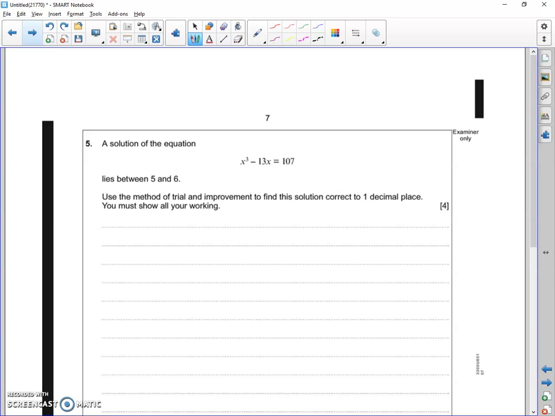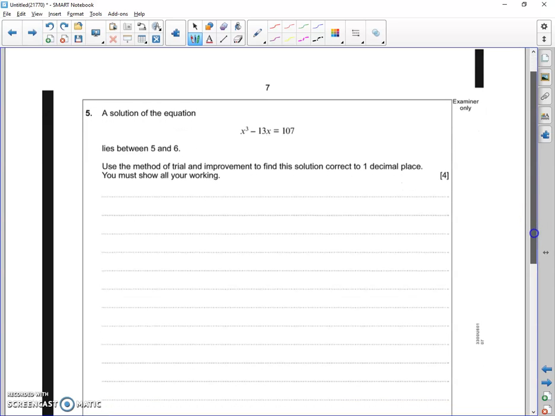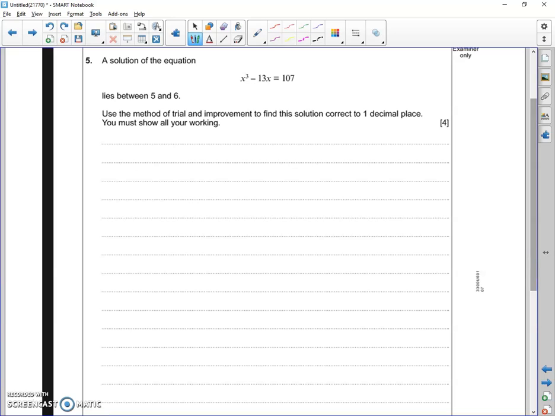Okay, number 5, trial improvement. If you're going to be doing a paper 2 maths exam and you don't know how to do trial improvement, you definitely need to do some revision on it. So if we make a table to hold our values, that last column is where we say whether it's too big or too small.